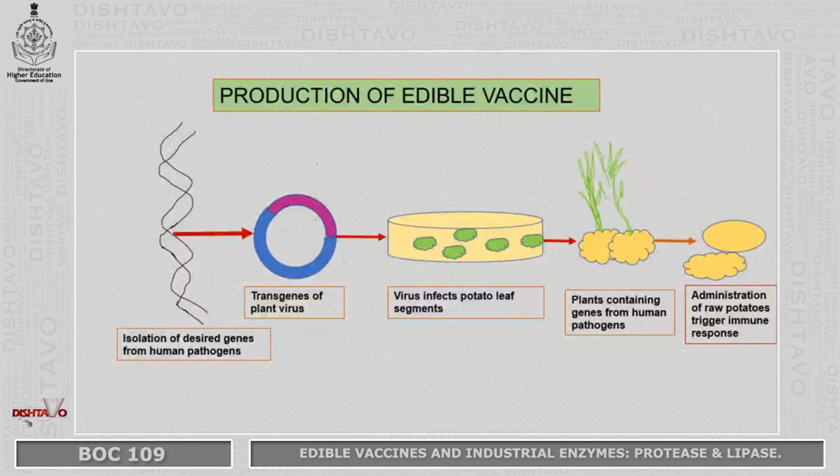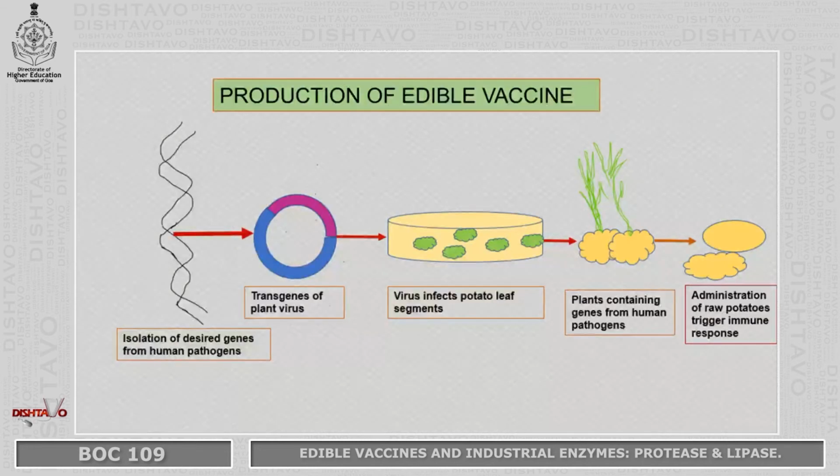The production of edible vaccine is seen here. You take the isolated desired gene from the human pathogens. You have a vector plasmid which is recombinantly made with the rDNA technology. Then you transfer it into the plant cells.